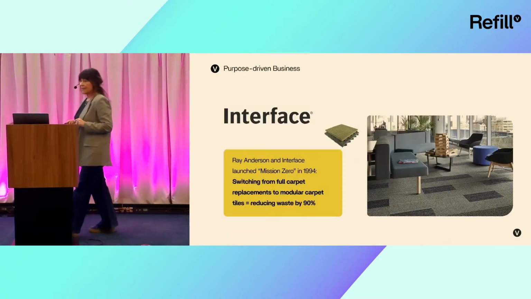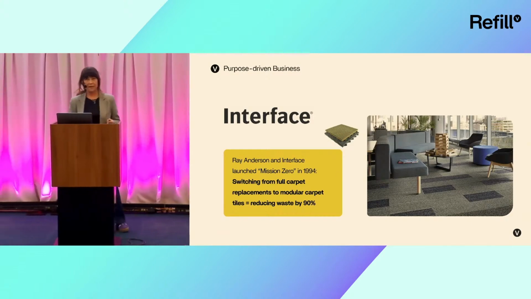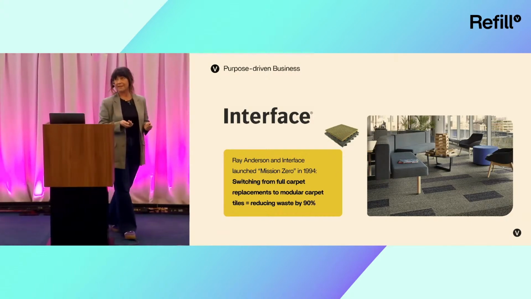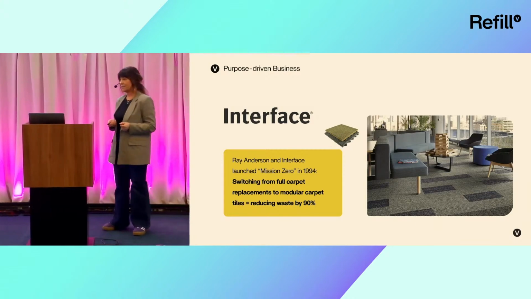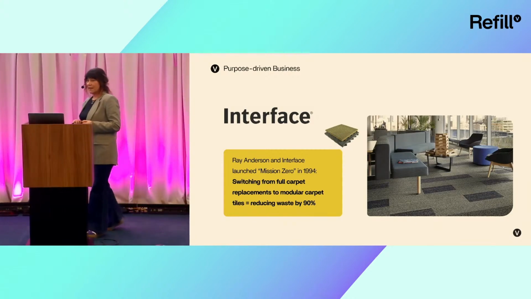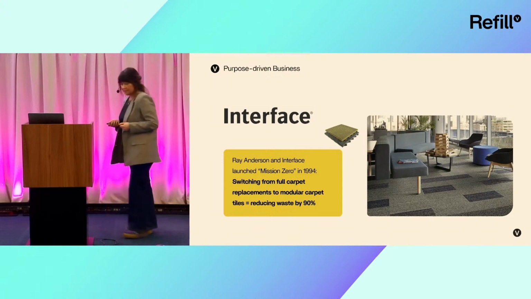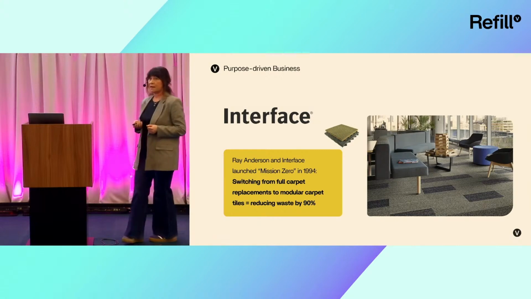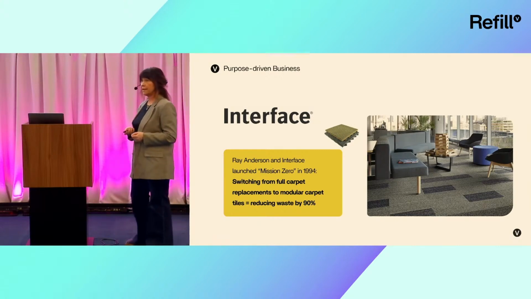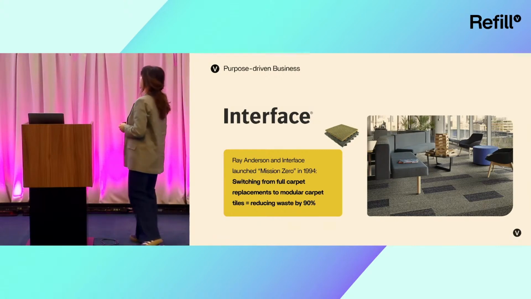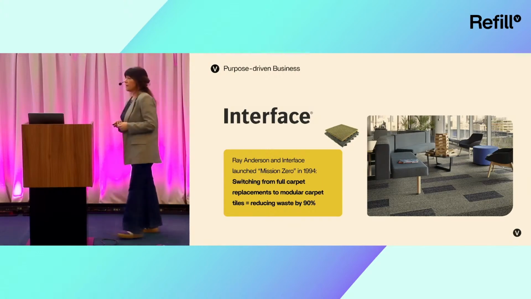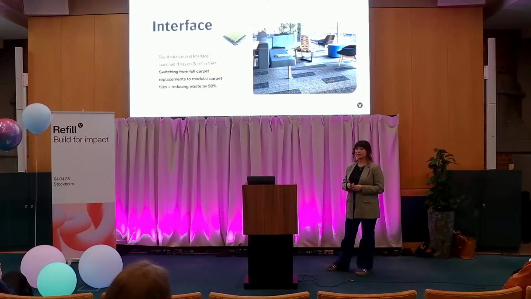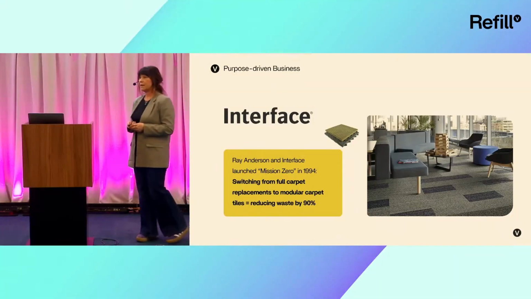So here's an example for those of you that aren't familiar with this company. It's really, really inspiring. I recommend that you Google afterwards. They're called Interface. And Ray Anderson, he's passed away now, but he was an industrialist, and he had this massive, big responsibility running this business producing carpets, and he knew that we're going the wrong direction with how we're running the world. And as the founder of this company, I need to do something about it.